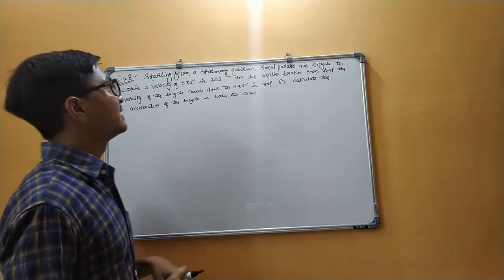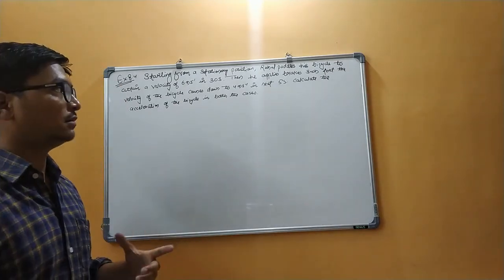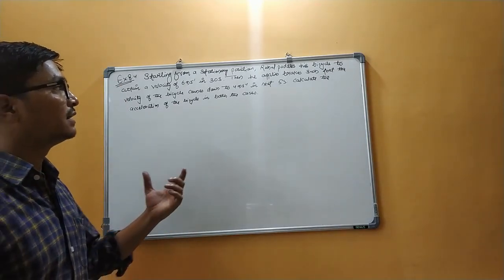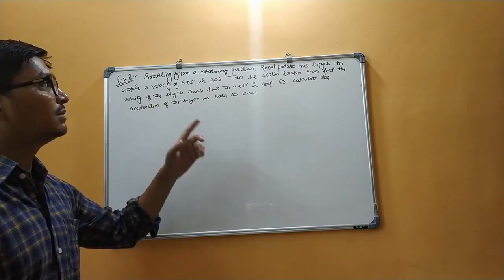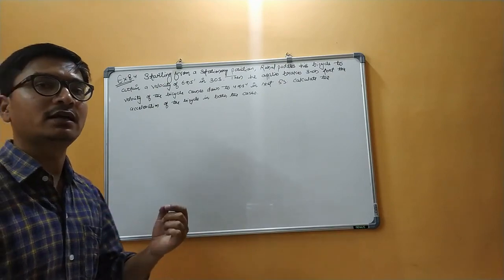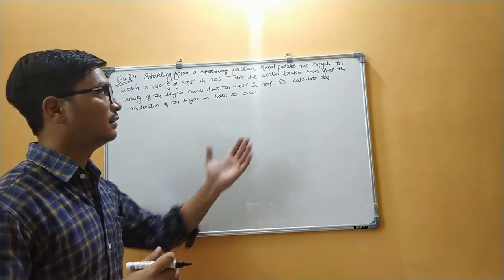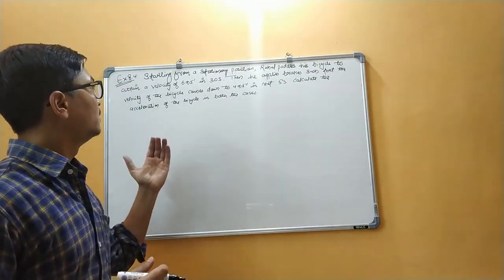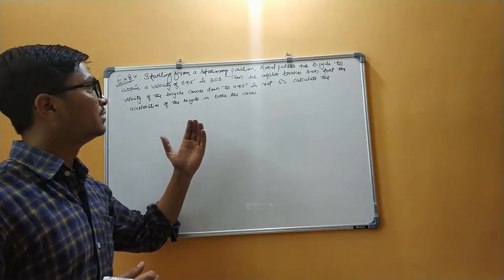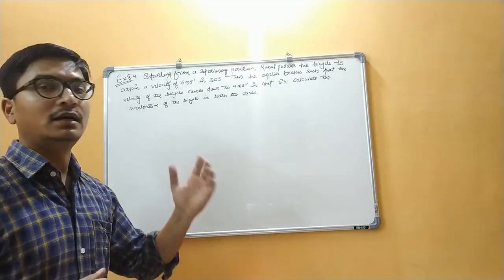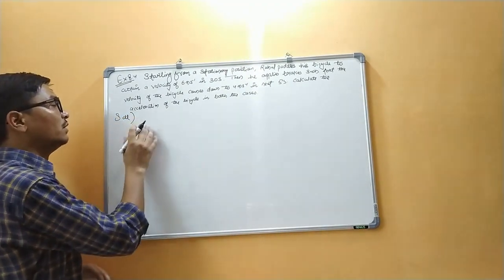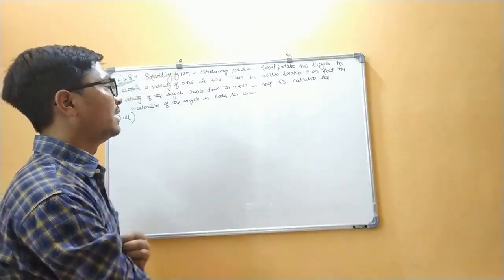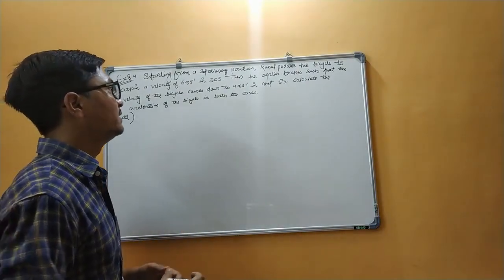Okay, our next example is related to acceleration. Let's see what is given. I will read the example and then I will solve it. Starting from a stationary position means starting from rest. Rahul pedals his bicycle to attain a velocity of 6 meters per second in 30 seconds. It is a very good example, and you must solve it. I will help you with how to approach it.